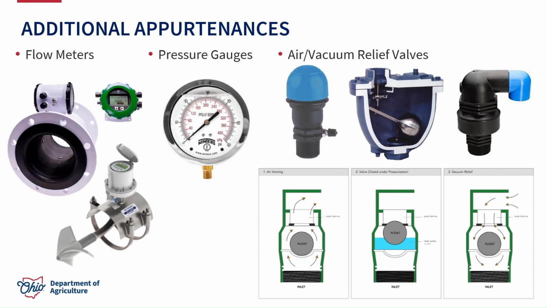In more complex systems that have a lot of different varying terrain, we may need to install air or vacuum relief valves to ensure that the pipeline doesn't vacuum lock and prevent water flowing.